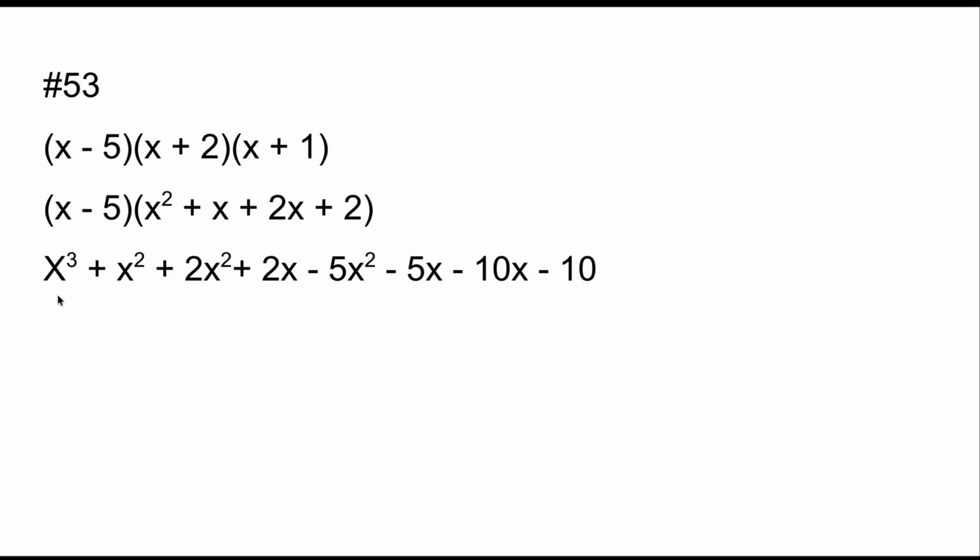So let's count our x squared. We have 1, 2, 3. And then we have a negative 5, so that would be a negative 2x squared. And then for our x's, we have 2, plus negative 5, which is negative 3, plus negative 10, which is negative 13. Our final answer is x cubed minus 2x squared minus 13x minus 10.